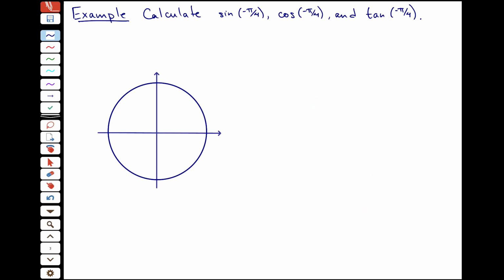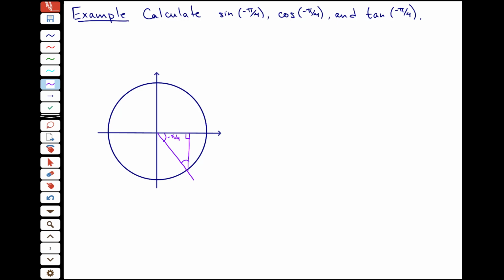Let's look at negative pi over 4. So negative pi over 4 is going to be down here. So here is negative pi over 4. And what we want to remember now is our 45, 45, 90 triangle. So this is, let me draw that a little bit more clearly. This is minus pi over 4. If that angle is pi over 4, then the other angle down here is also pi over 4.